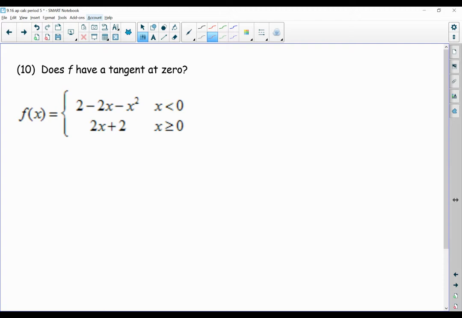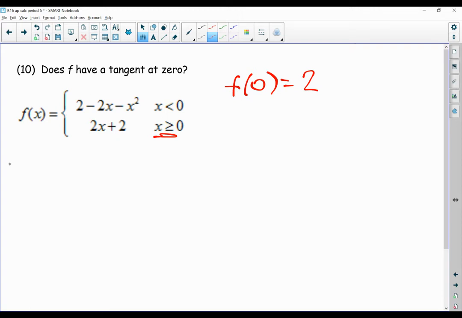So what we're going to do here is figure out, first of all, what's f of 0, because that's the point of tangency. If I plug in 0 to the part that includes it, I end up getting 2. So I know f of 0 is 2. Now I'm going to find the instantaneous rate of change coming from the left and the instantaneous rate of change coming from the right.